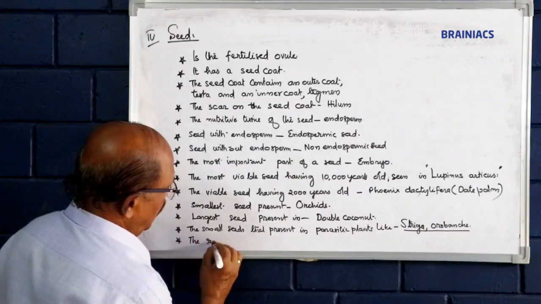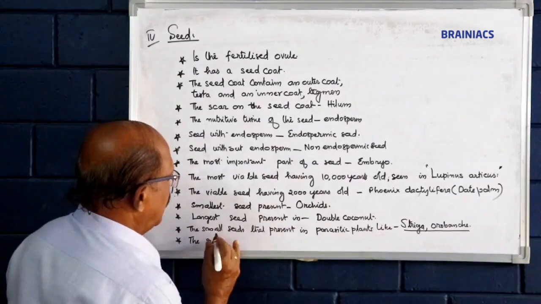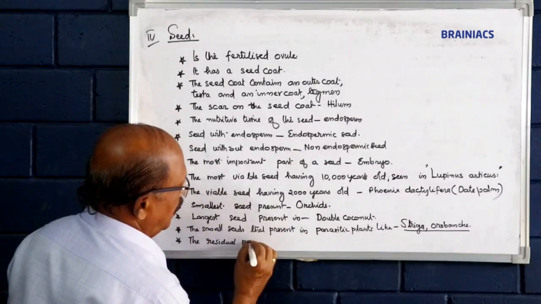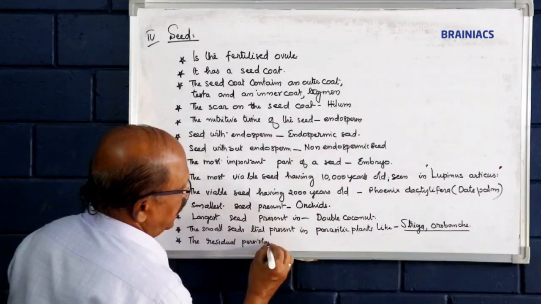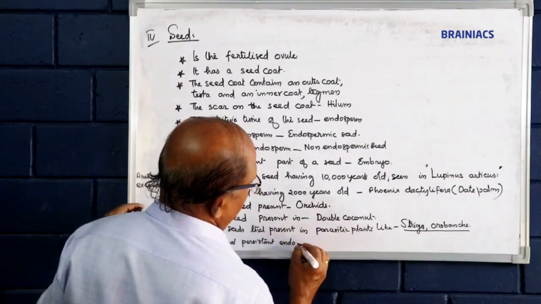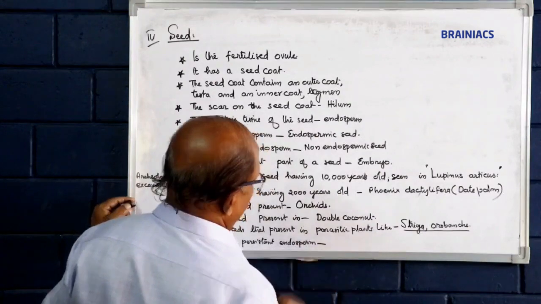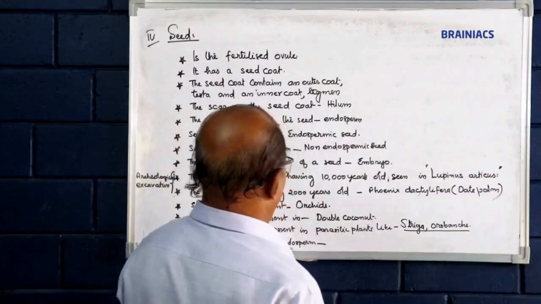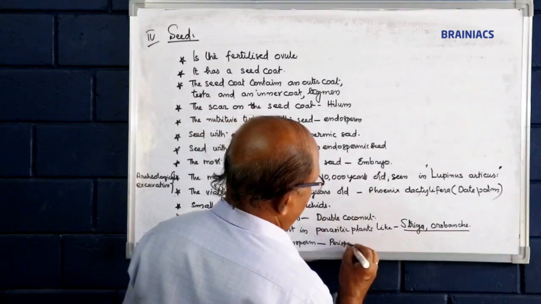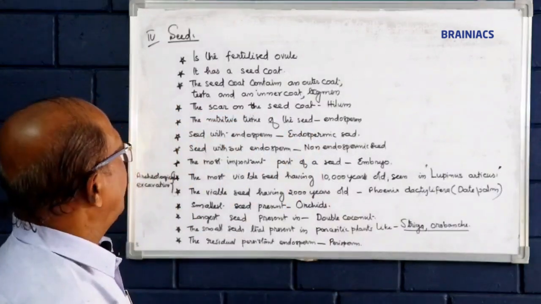The residual persistent endosperm is called perisperm, scar, etc.